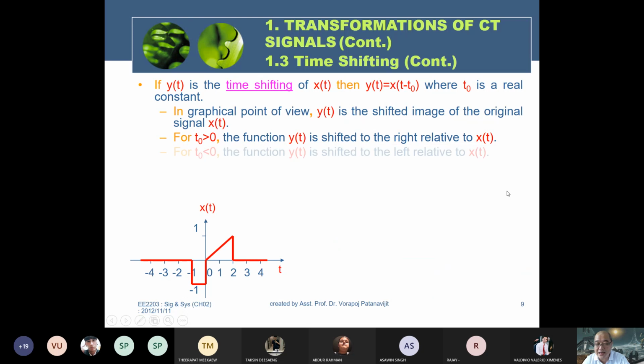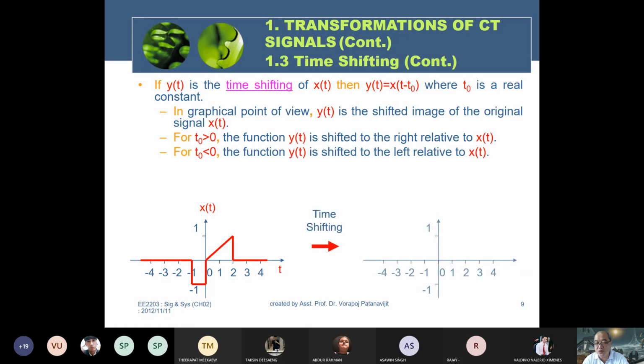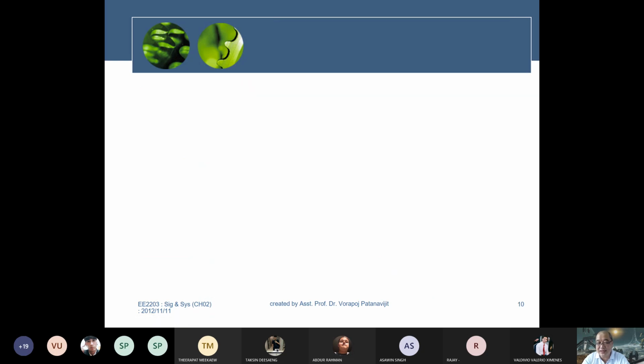In the other case, if t naught is negative, the function yt is shifted to the left relative to xt instead. Therefore, if yt equals xt plus 1, you compare it with the original form xt minus t naught. In this case, t naught equals minus 1. If t naught equals minus 1, it means you shift to the left hand side by 1. This is the result of the time shifting when t naught is negative.